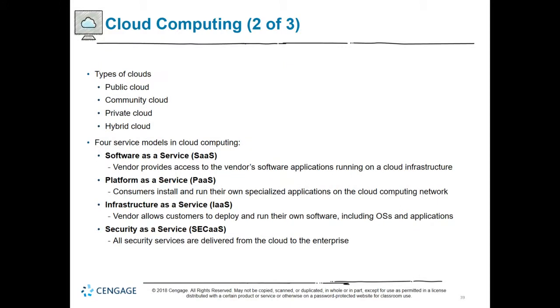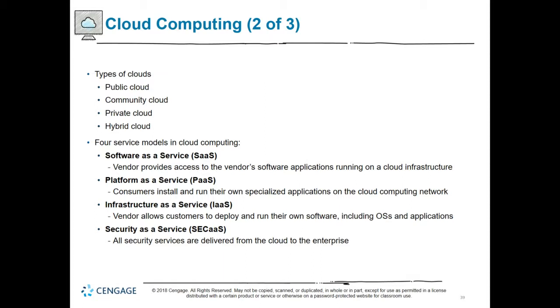So we have some types of clouds: public cloud, community cloud, private cloud, and hybrid cloud. When we're looking at using the cloud, we touched briefly on this a second ago with the Adobe example. We have four service models. You have software as a service, where the vendor provides access to the vendor's software applications running on a cloud infrastructure. Think of this as Adobe Creative Cloud or Microsoft Office 365.